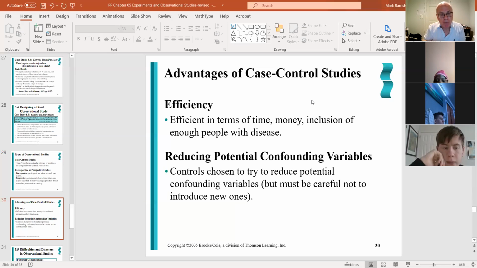And then they talk about the advantages of case control studies. You can read through this. There is some efficiency that's increased from them. When you have controls, you could reduce the potential confounding variables, but the problem is that this is still not good enough in terms of an experiment. So it's still not as good as an experiment.